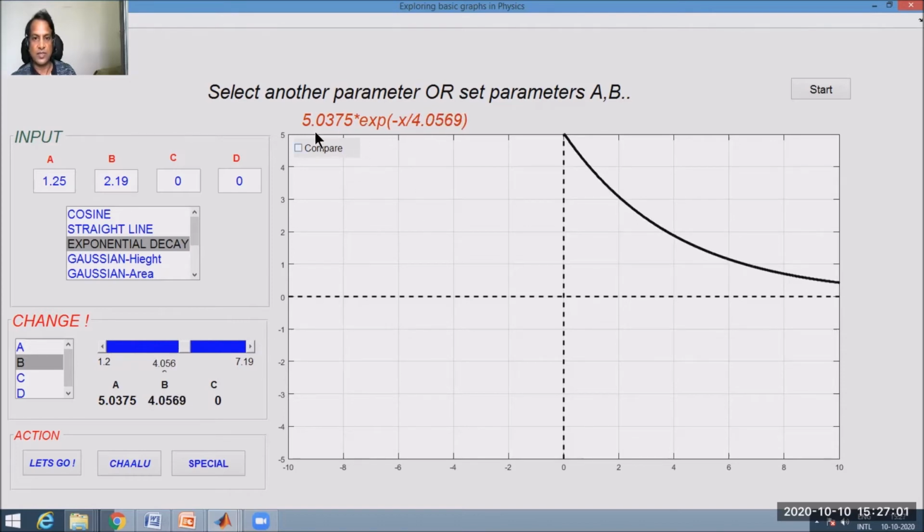So for example, look at this function, a exponential minus x by 4. So this b parameter, if you carefully look at it, at what value of x does the value of y become 1 by e? We can see this at x equal to 4. When we put x equal to 4, the exponential factor gives us 1 by e. So it is 5 by e. So the 5 by e is 1.84. So you can see when the y value is 1.84, the x value will be 4. So that is this parameter b.